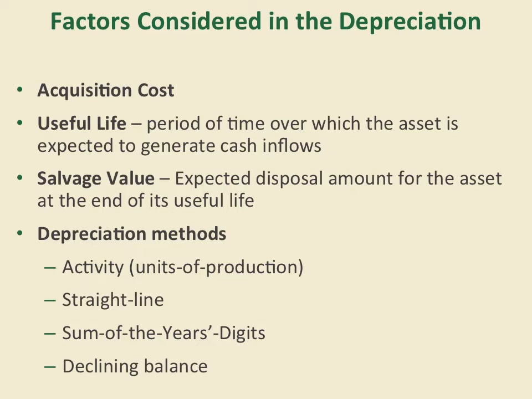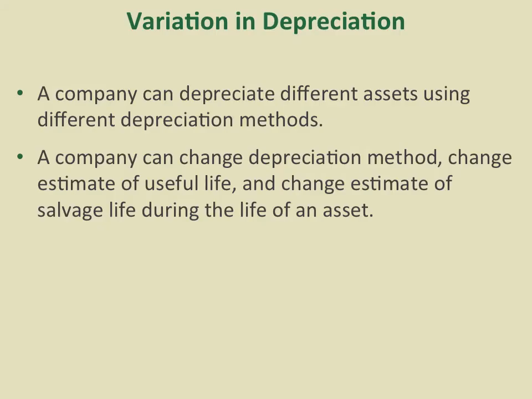Fourthly, you need to pick a depreciation method. You can pick activity method, you can pick straight line method, you can pick sum of the years digit method, or declining balance method. So in the next couple of slides, we're going to talk about those depreciation methods one by one. For those factors we just covered, any company can depreciate their different assets using different depreciation methods. They can change the depreciation method. They can change estimate of useful life, change estimate of salvage value during the life of an asset.